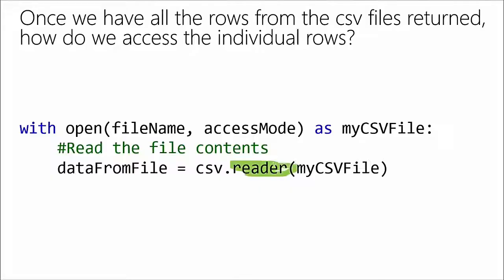Now, once we have all the rows returned from a CSV file, remember I said when we use the reader function inside the CSV module, we call reader and give it the name of the file, and it returns a list that contains all the rows into this variable, data from file. So that's going to be a list.